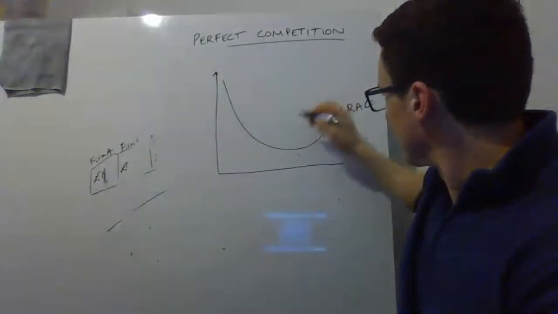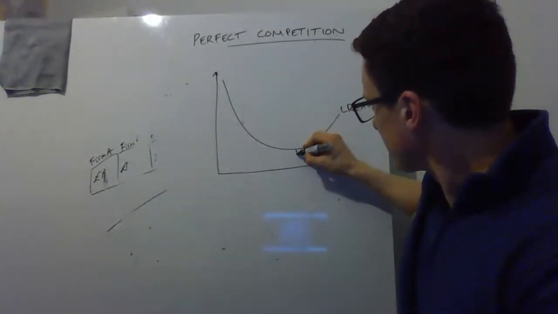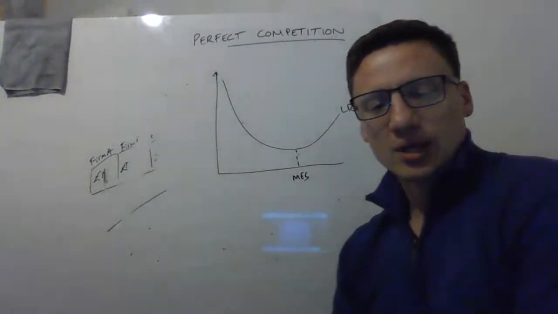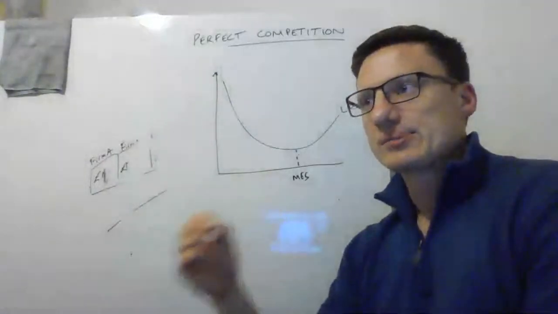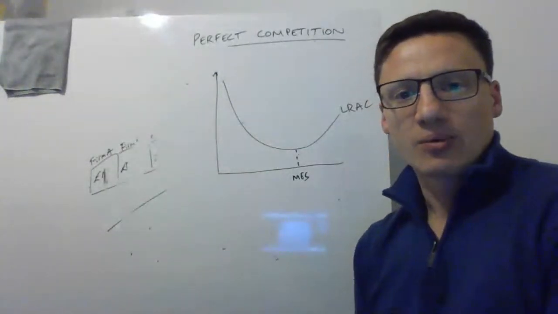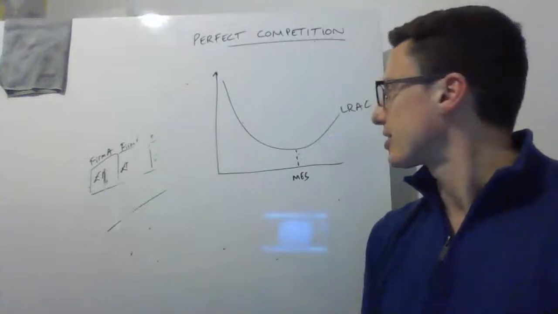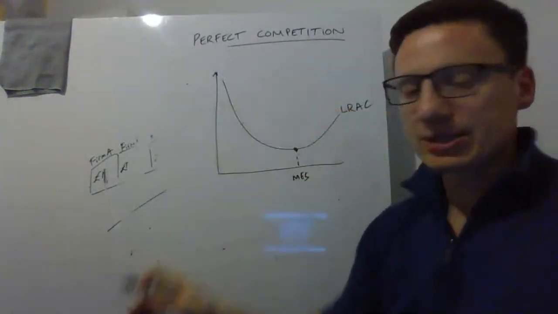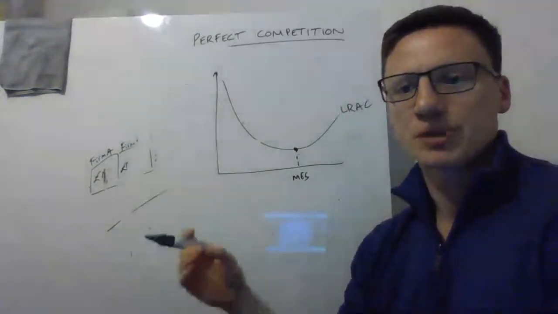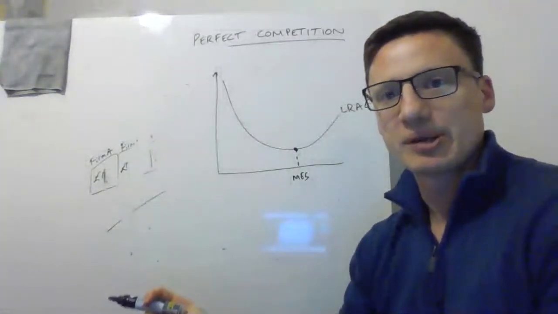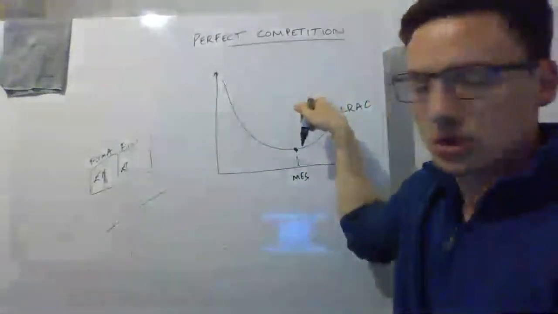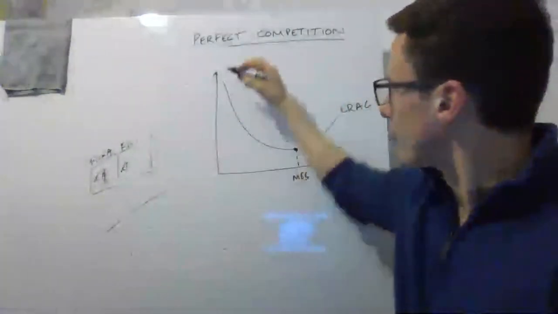The minimum point of the long run average cost curve is called the MES, the minimum efficient scale. That's the smallest the firm can be whilst exhausting all of its economies of scale. However, you don't need to be at that point to be productively efficient. Productive efficiency is just, are you at the minimum point of your short run average cost curve? So if you remember, the long run average cost curve is derived from lots of short runs.